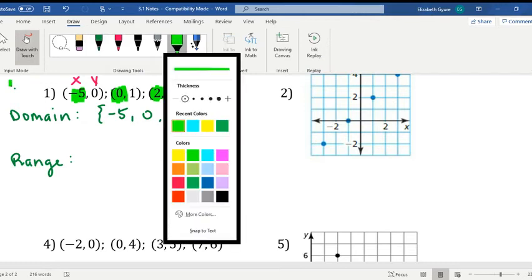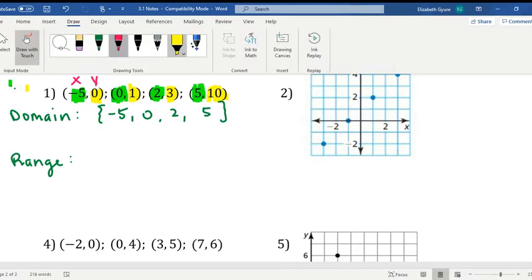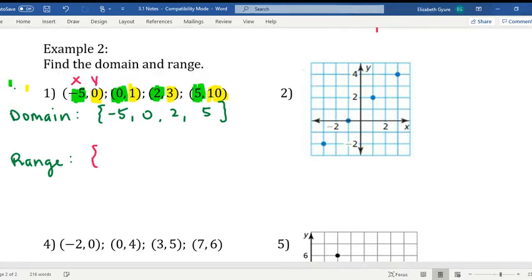All right, now take a look at your y's. What's my first y value? 0. What's my next y value? 1. Then what? 3. Then what? 10. So then for my range, all I have to do is list out those: 0, 1, 3, and 10.